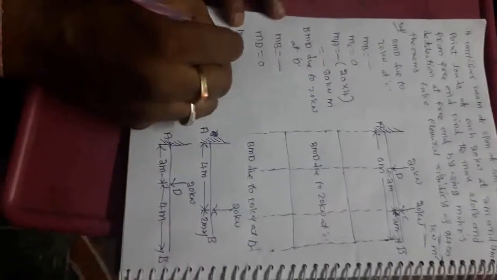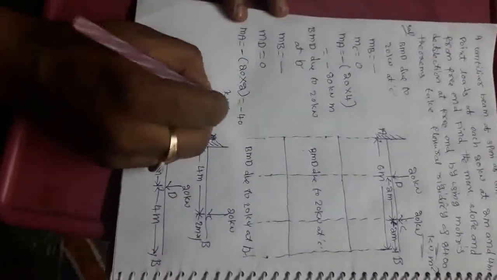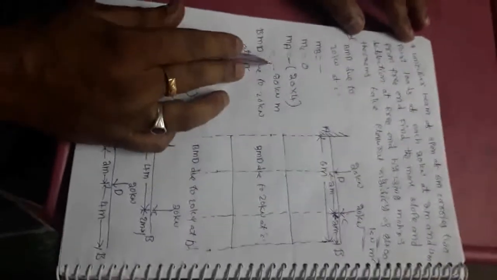So moment at A equal to force into distance, downward direction, minus force into distance. Distance is 2, so minus 40 kilonewton into meter. Next, after finding the moments at various points, you can draw a BMD diagram through these values.